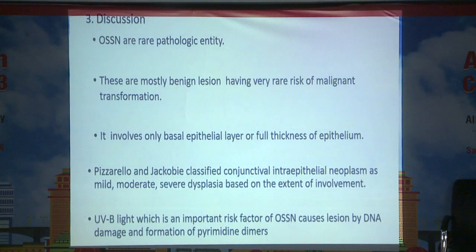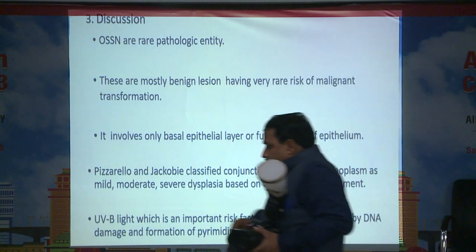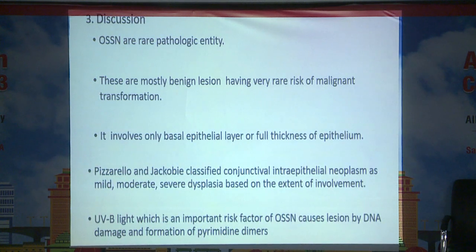Discussion. OSSN is a rare pathological entity. These are mostly benign lesions with a very rare risk of malignant transformation. It involves only the basal epithelium layer or the full thickness of the epithelium. Pizzarello and Jakobiec classified conjunctival intraepithelial lesions into mild, moderate, and severe dysplasia based on the extent of involvement. UVB light, which is an important risk factor of OSSN, causes DNA damage and formation of pyrimidine dimers.